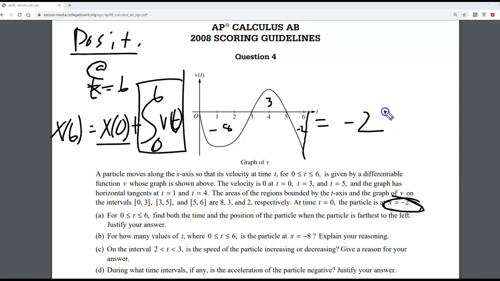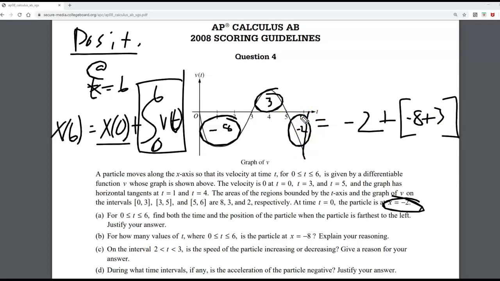So we actually keep the signs of the areas it gave us. So it's negative 8. So it moves 8 spaces to the left. And then 3. So then on the interval from 3 to 5, it moves 3 spaces to the right. And then for the last interval from 5 to 6, it moves 2 spaces to the left again.